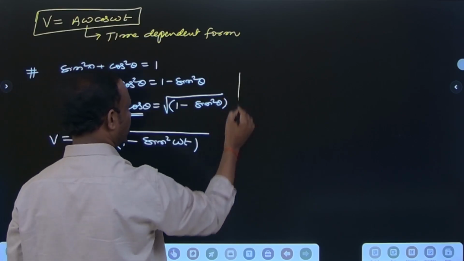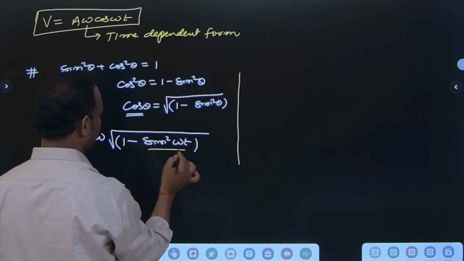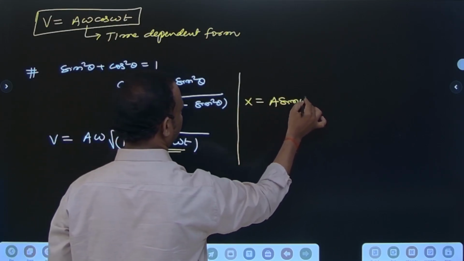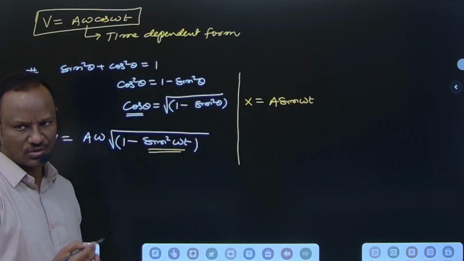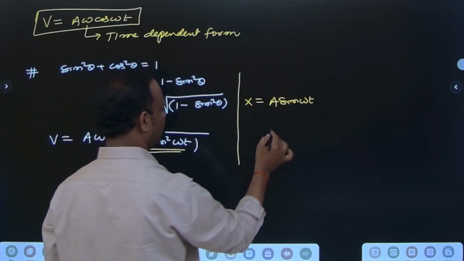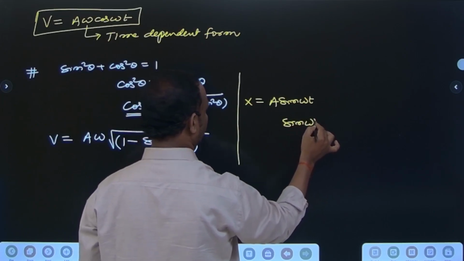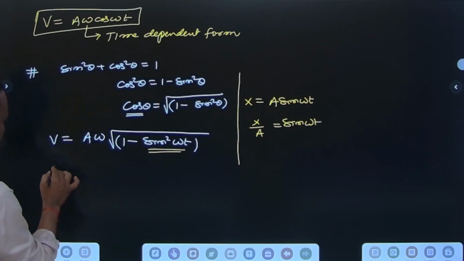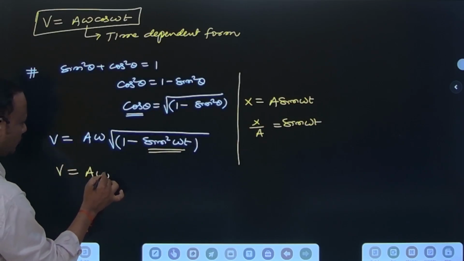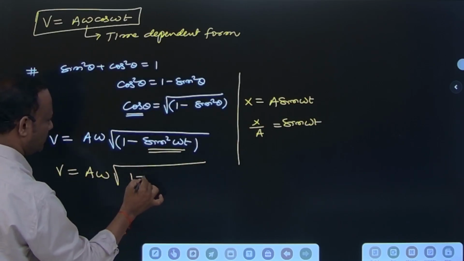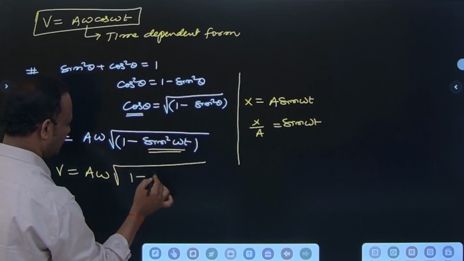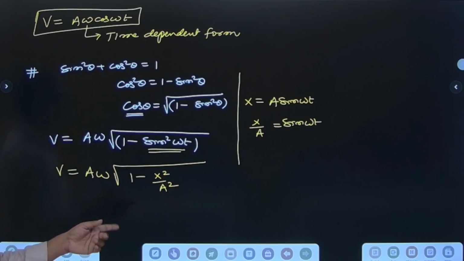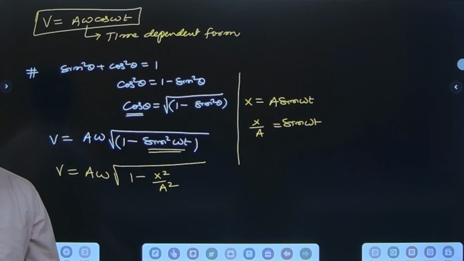So here we can say, what is this sin omega t? X is equal to A sin omega t. Then sin omega t is equal to x by A. So we can write V is equal to A omega under root of 1 minus sin square omega t, that is x square by A square. If you want to write along the y axis, y square by A square. No issue on this one.